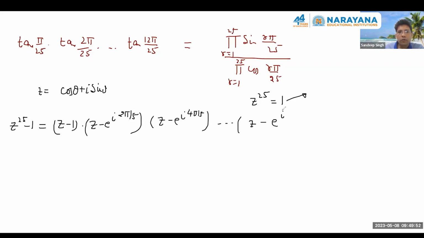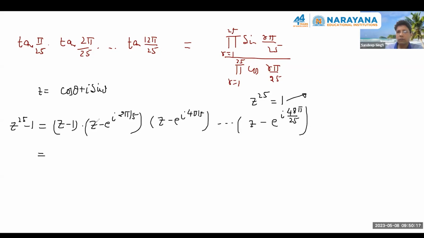Using de Moivre's theorem, you know this. And the final will be how much? I believe 48 pi by 25. Is that clear? Right? Now what you must do to get the value of the product of sines, what value should you try to substitute over here? Tell me. 1.